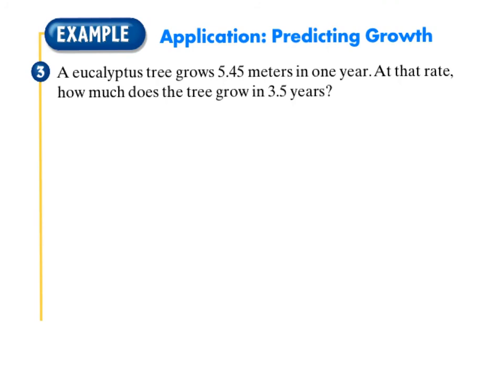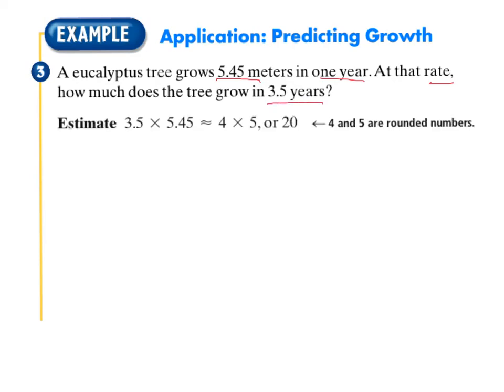Let's look at another example. This is predicting growth. Say a eucalyptus tree grows 5.4 meters in 1 year. At that rate, how much does the tree grow in 3.5 years? So first we're going to estimate. So we know 3.5 is the number of years times how much it grows per 1 year. So 3.5 times 5.45. So 3.5 would round up to 4, and 5.45 would round down to 5. So our estimate is 20.